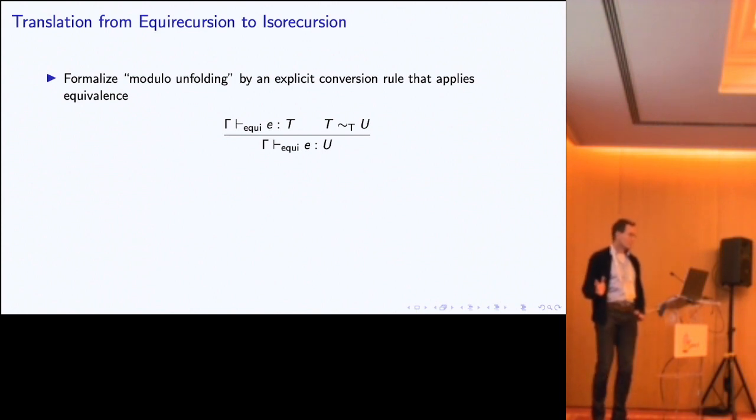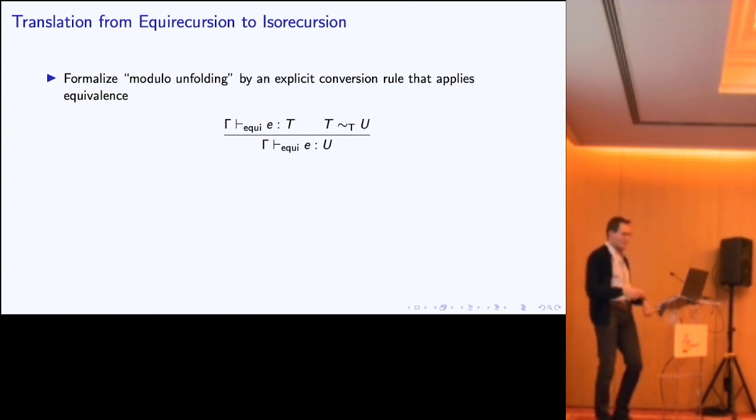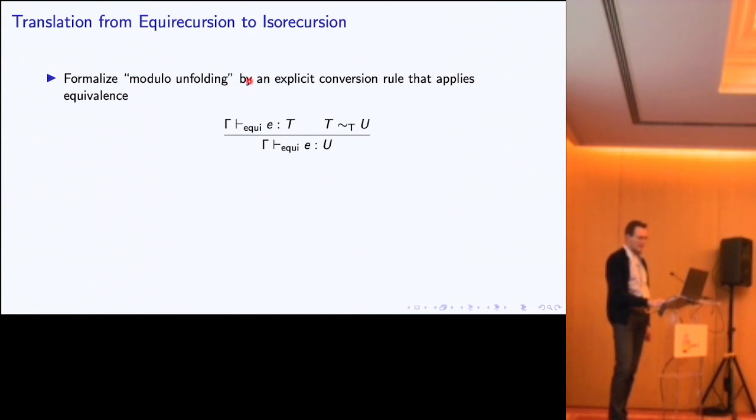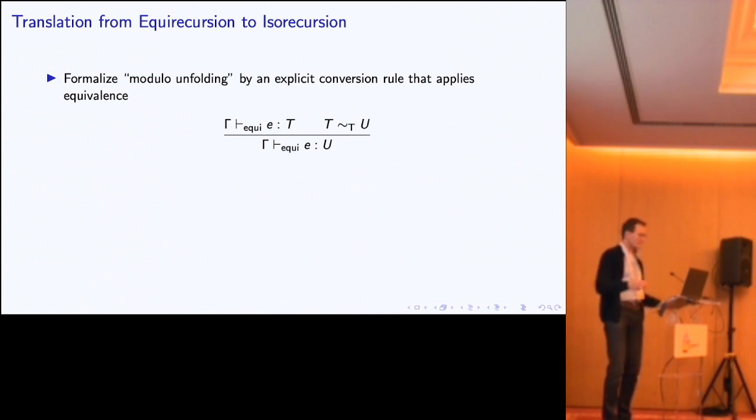So now we can translate from equirecursion to isorecursion, and in order to do that, we somehow have to change this silently unfolding anything anywhere. We have to make that more explicit. So in the type system, we put in an explicit conversion rule, like known from other type systems, that's just there to apply the type equivalence. It's a non-syntax-directed rule. You can put it anywhere in your typing derivation, and it's just there to put in your equivalences, or rather your adapters, as you will see.